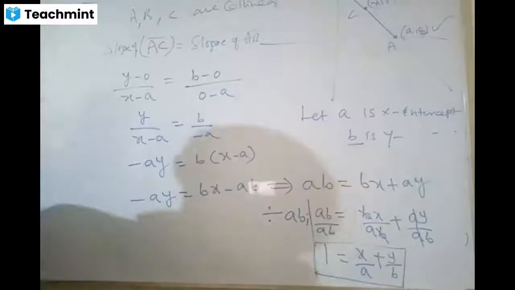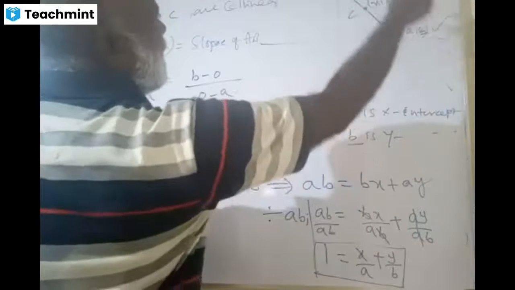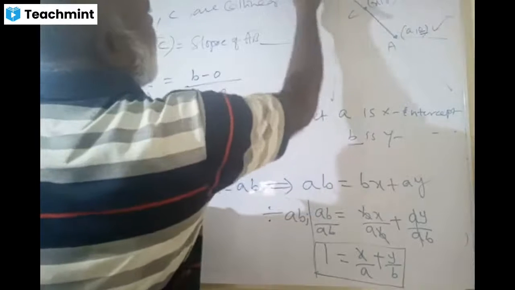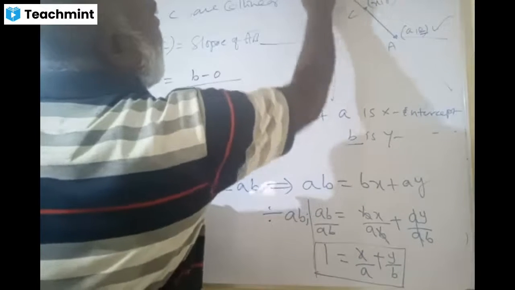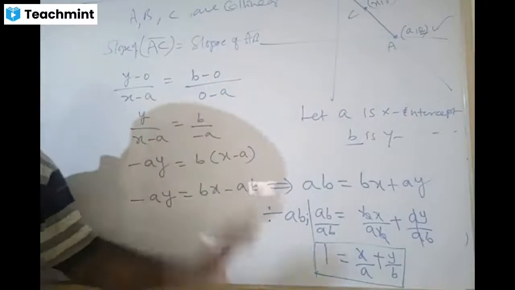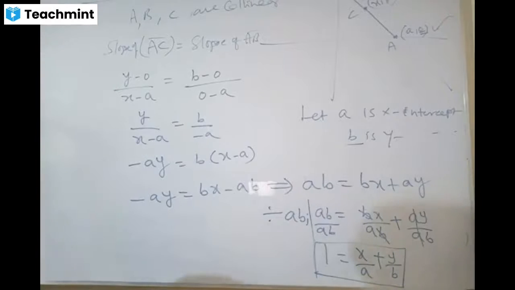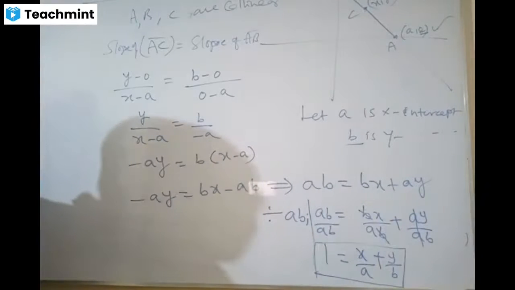This is the intercept form of a line. What are given to you? A and b are given. A is the x-intercept and b is the y-intercept. Therefore, x by a plus y by b is 1. That's all, simple. It is the best formula in the equation of a line, the simplest one, a nice one. You will love to draw the line as well as write its equation.